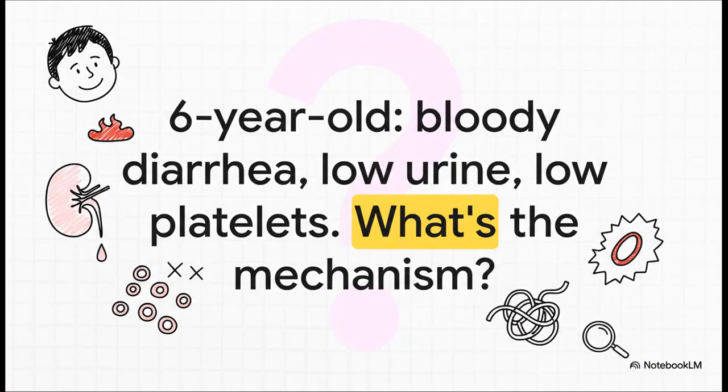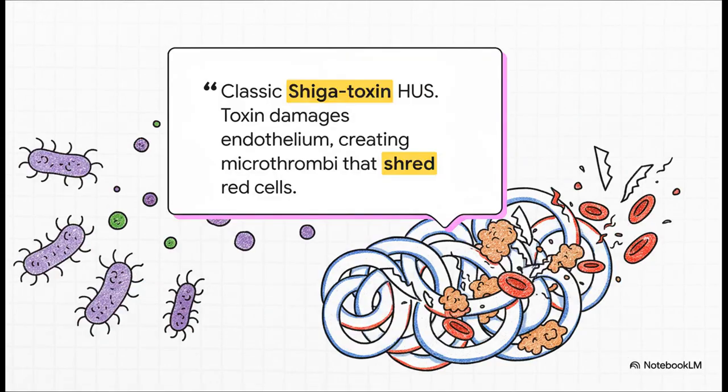So, you've got a 6-year-old child. They've had bloody diarrhea, and now they're not making much urine. Labs come back, hemoglobin of 8, platelets down to 40,000. So, what is the mechanism here? That is classic Shiga-toxin-mediated HUS. The toxin is attacking the lining of the kidney's filters, the glomerular endothelium. This creates tiny platelet clots, microthrombi, that act like little razors, just mechanically shredding red blood cells as they try to pass. The key here is that the damage is localized and toxin-driven.